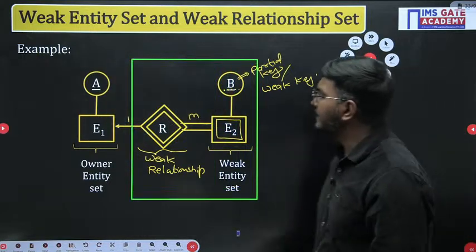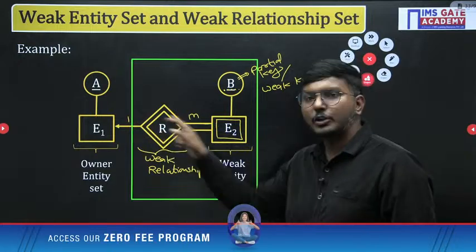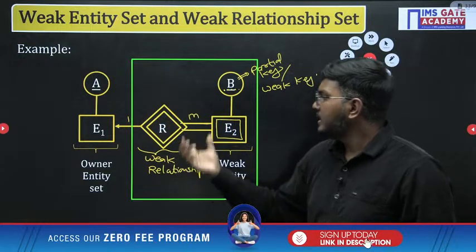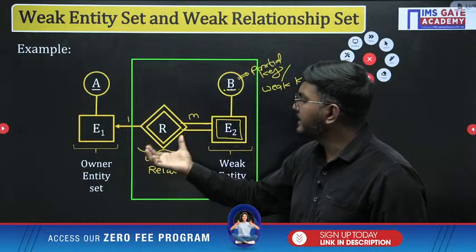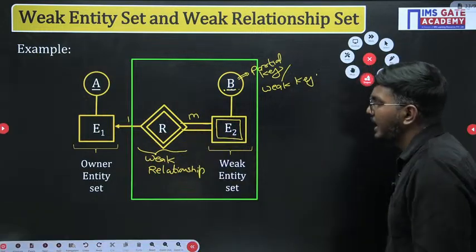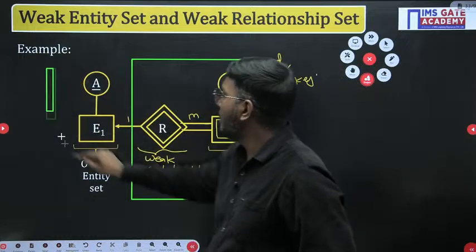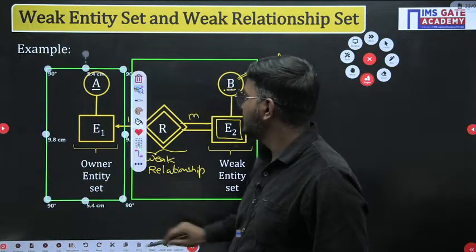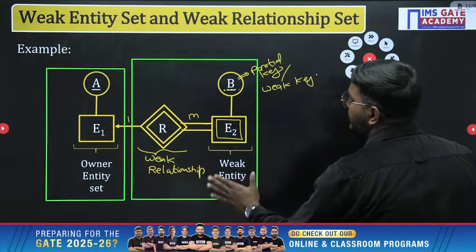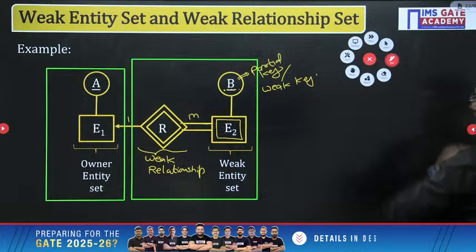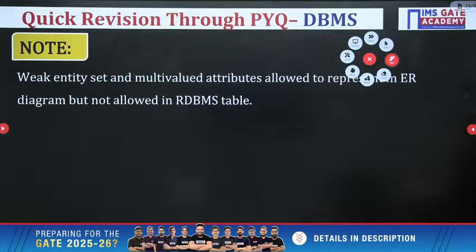And as per concepts also, whenever the mapping is 1 to many, always the relationship set gets merged towards the many side. So here also it is getting merged towards the many side only. Understood? And the owner entity set will form a separate table. Done now? So 2 tables will be required in case of weak entity sets. Fine. Done.